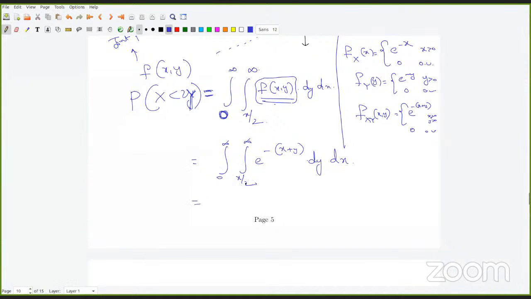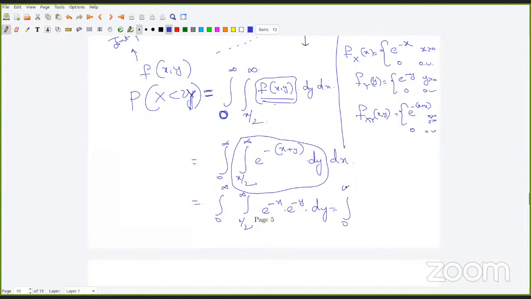Okay. Now we have to integrate this inside part first, and later we will integrate the outside integral. So 0 to infinity. In order to integrate, again you can write it like this: e to the power minus x times e to the power minus y dy. Here the variable is y, so we have to keep x as constant. So you can pull out this e to the power minus x outside of this integral.